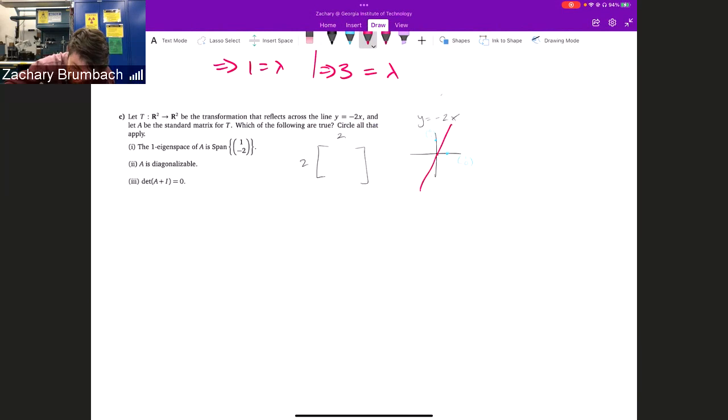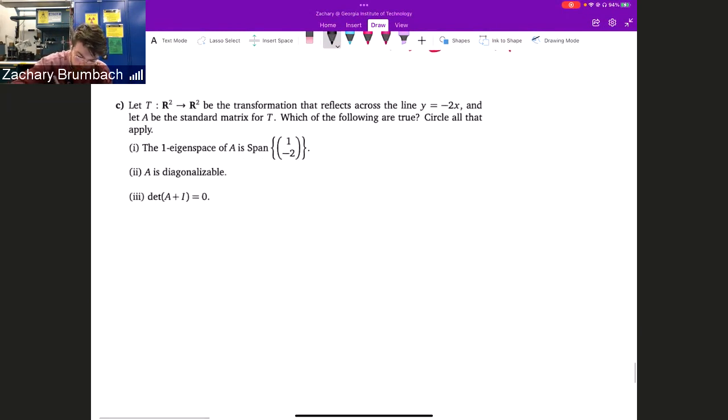When we reflect over, right. So actually, we don't need to do that. These are more conceptual questions. So we'll derive A in class, just like an exercise. So this line is going to look like (1, -2), right?